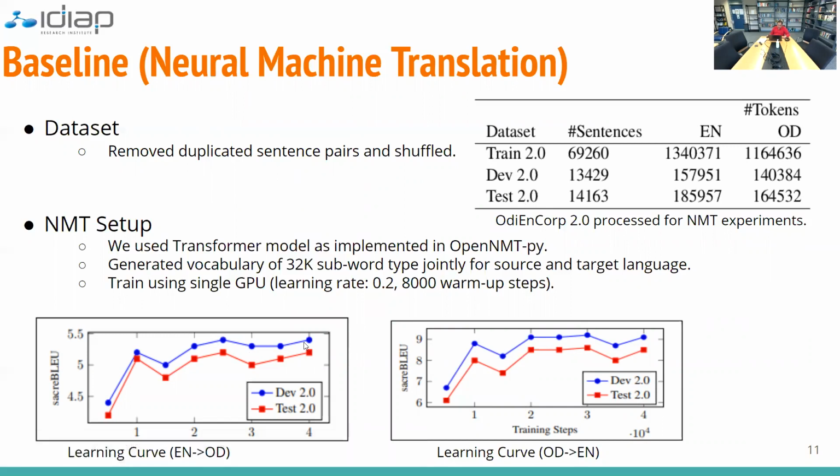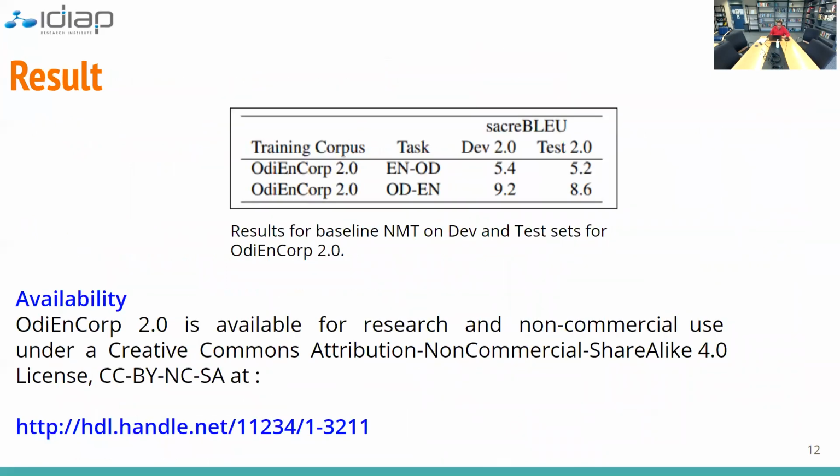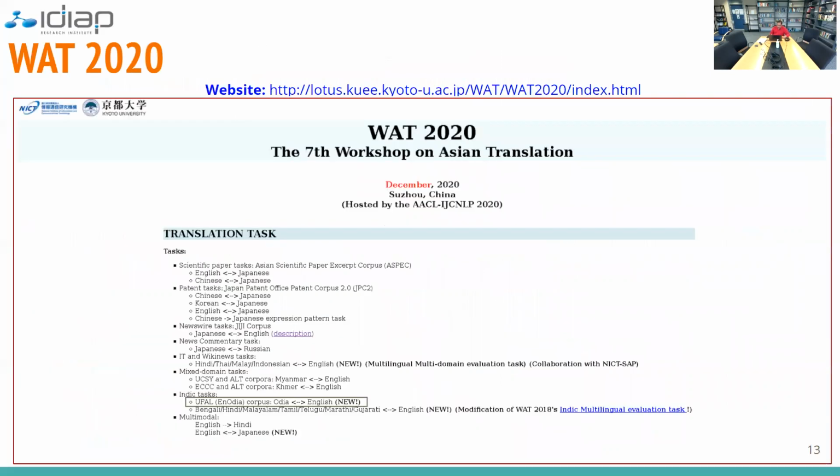So we did one baseline for this. This is the baseline for English to Odia and Odia to English. We did the performance measurement using one of the metrics called SacreBLEU, which basically compares the output with the reference. So this is the final result of English to Odia and Odia to English, and this corpus is available freely for research and non-commercial purposes.